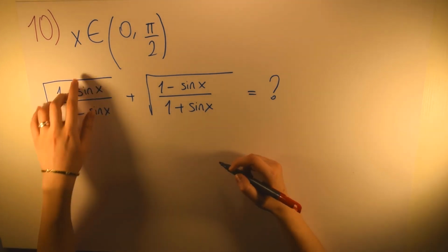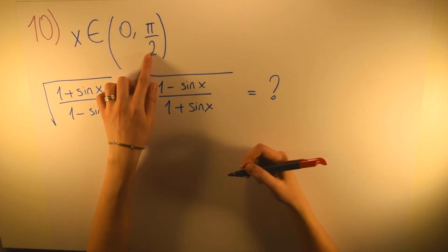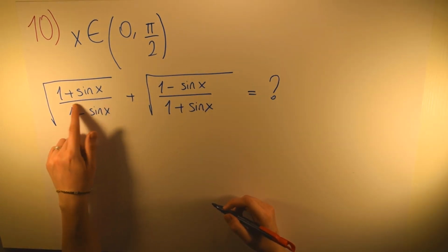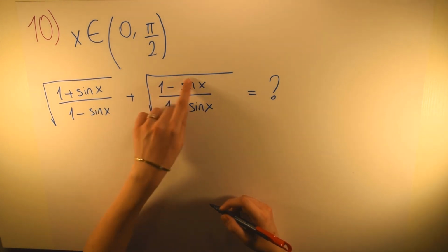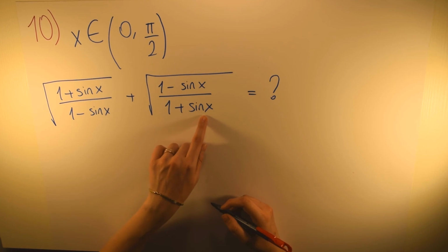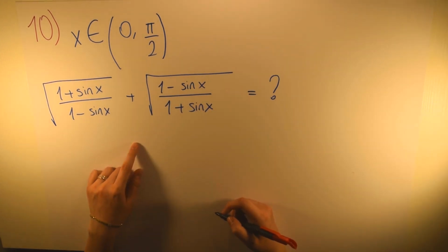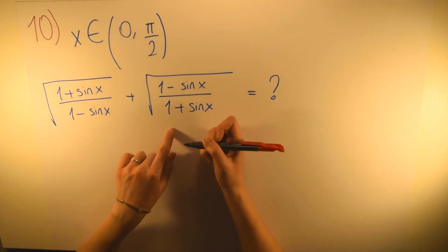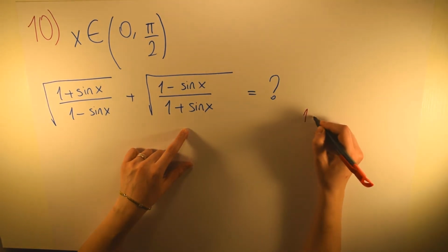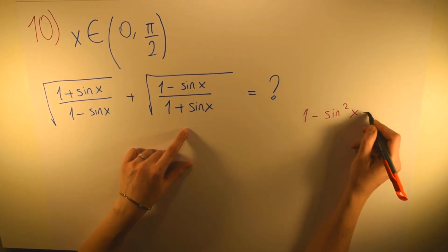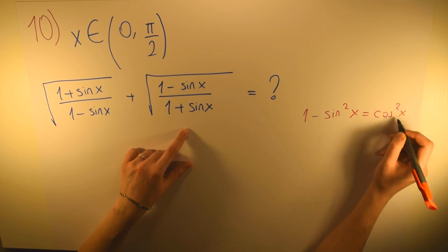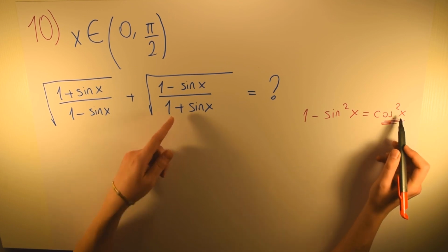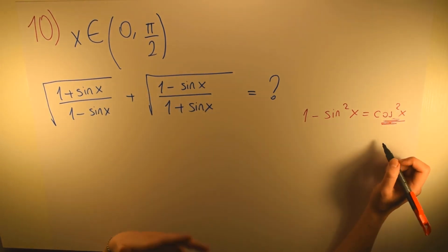Here we have x is an element of the range 0 to π over 2, and we are asked about square root of 1 plus sine x over 1 minus sine x plus square root of 1 minus sine x over 1 plus sine x. So let's multiply these by their conjugates. Why? Because when I multiply these by their conjugates, I will get 1 minus sine square x, which is equal to cosine square x, right? So it will be much easier for me to take this cosine square x out of this square root. So it will be much easier to solve this question.